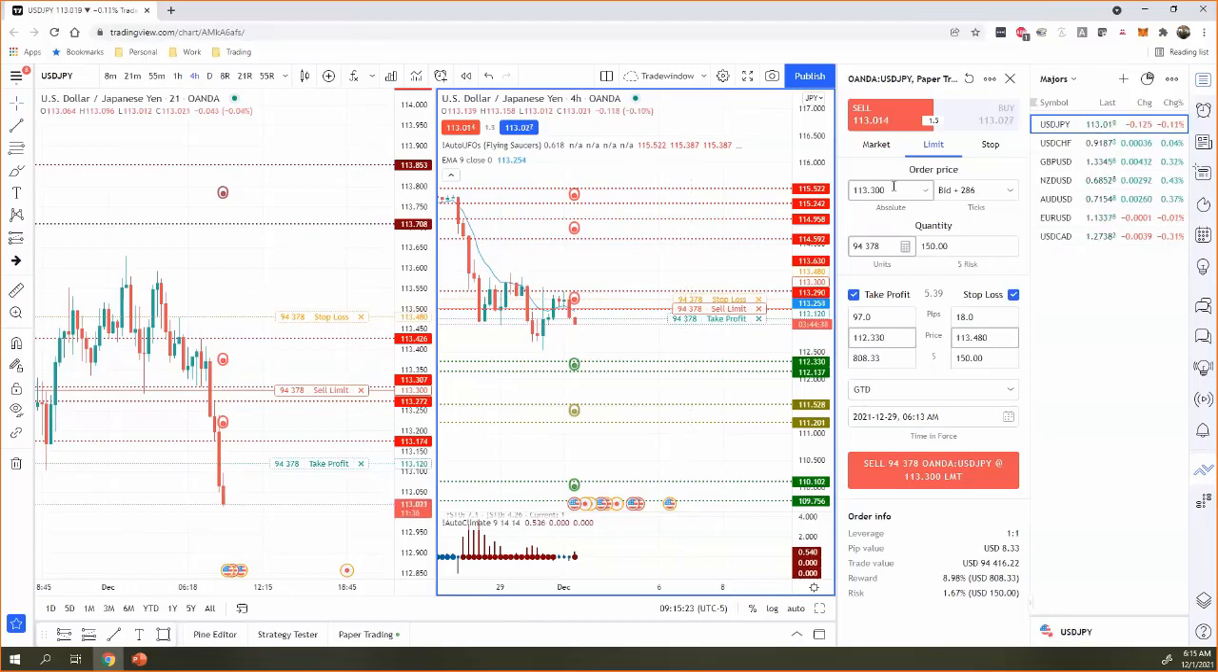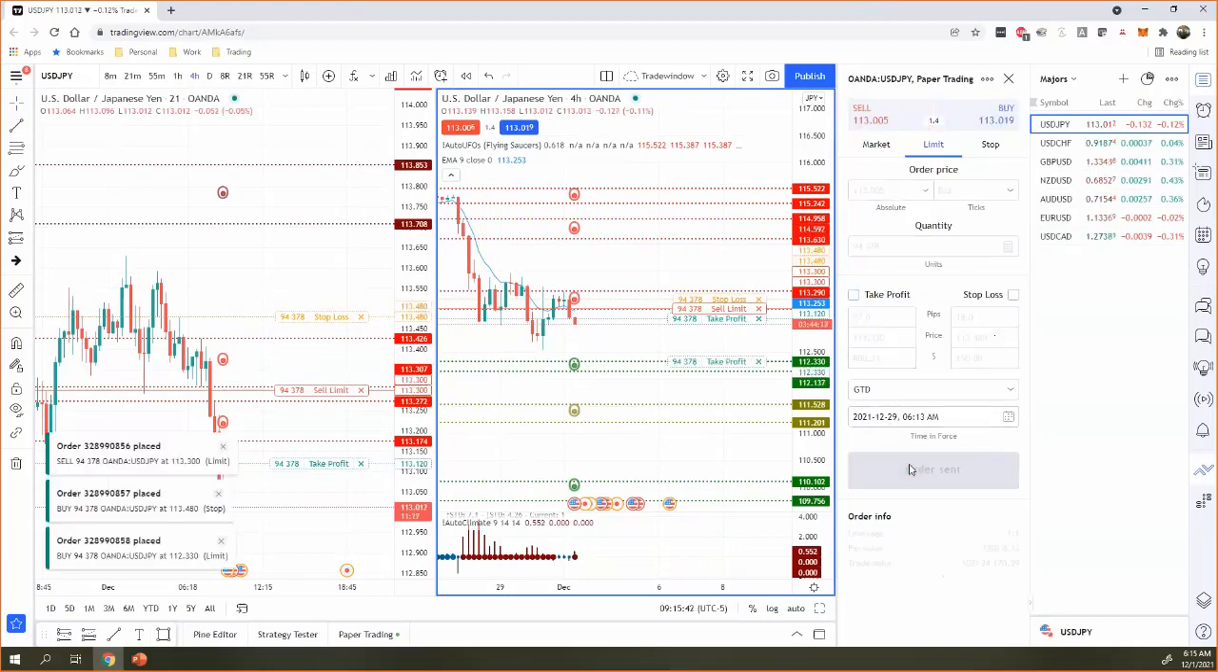All right, so there it is, 113.30. Risking 150 bucks on the second leg too, so for a total risk of 300 bucks. 113.48 remains to be the stop. The take profit, however, on this second leg is 112.33, which is that first opposing UFO. We're going to go ahead and put that in.